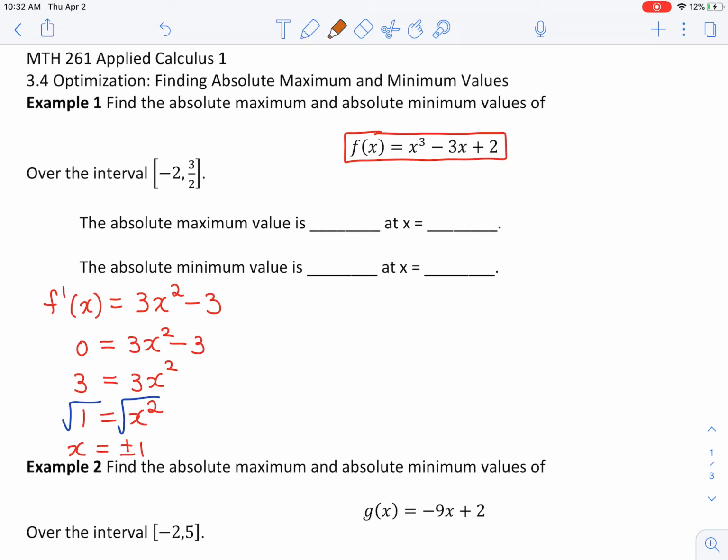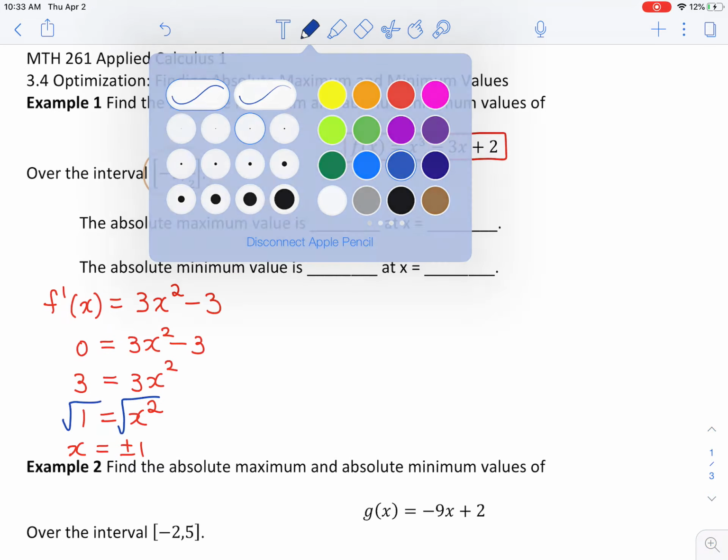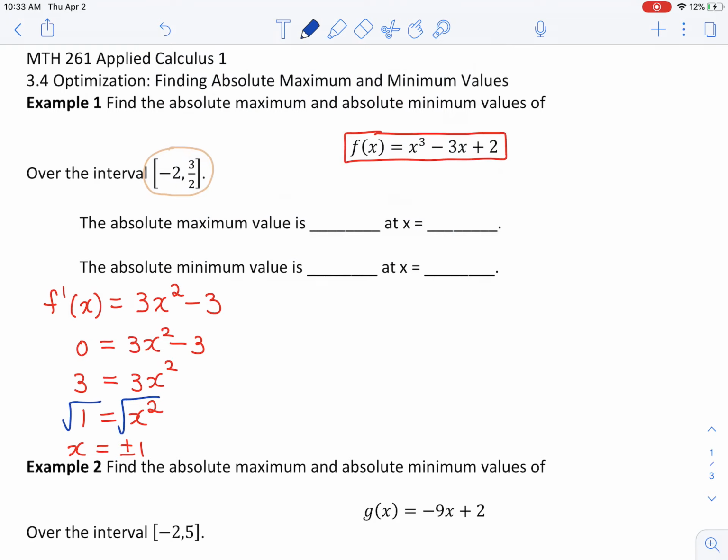Now this is what you're going to do after this point. In this section, you will get an interval, over the interval -2 to 3/2. You can have an absolute maximum or absolute minimum at those endpoints too. So you're going to check the function value at both of these endpoints. First, find f of -2. That's the left endpoint, right?